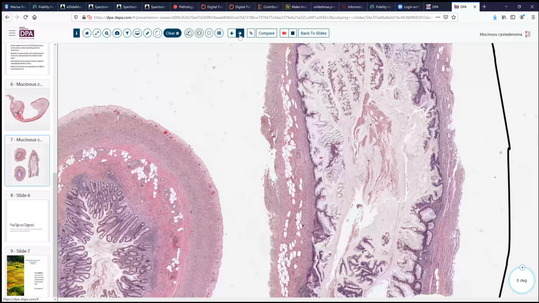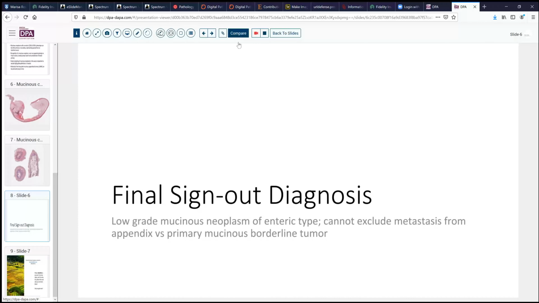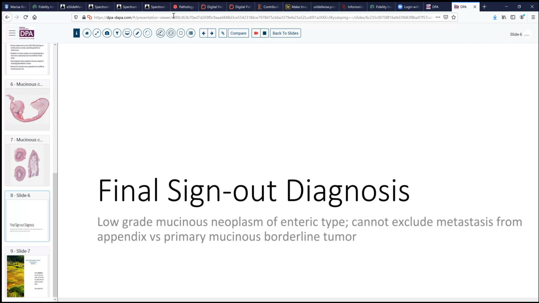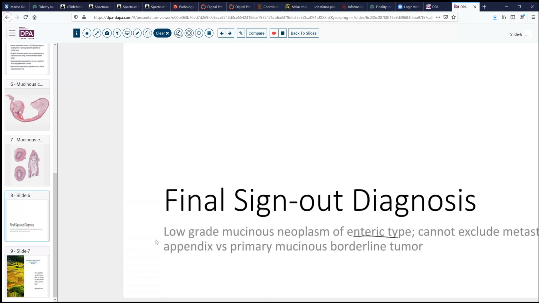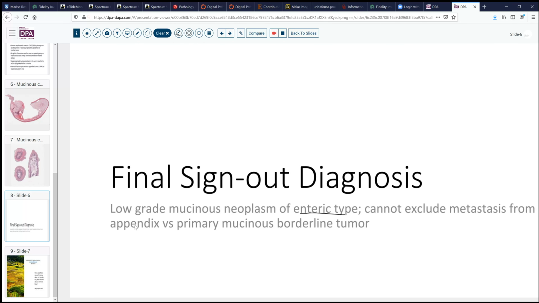So where does that leave us today? Well, without having the prior appendix or ovary for examination, we can't tell. Essentially, we have a low-grade mucinous neoplasm. It's enteric phenotype, but we cannot distinguish whether this came from the appendix or whether it came from a primary mucinous borderline tumor, either in this ovary or in the prior ovary. Sometimes we're left with a little bit of uncertainty.